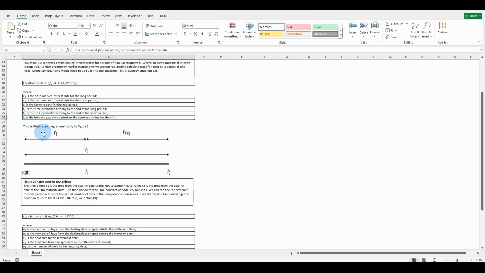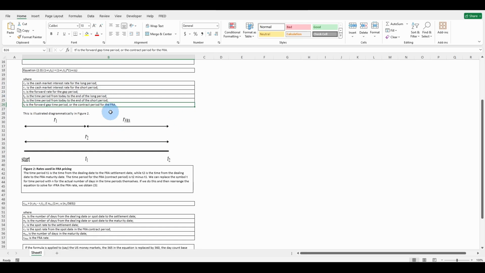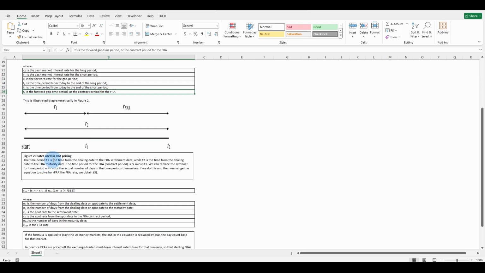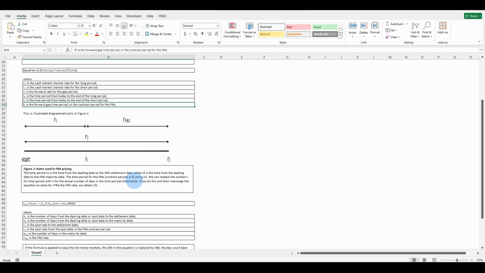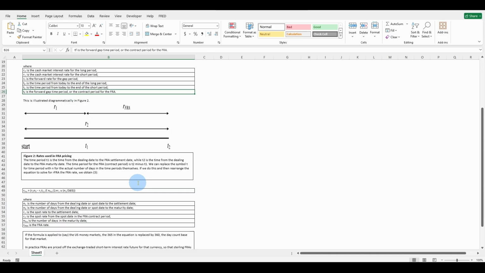So you have R1, R_FRA, R2, start, T1, T2. Here is just an illustration. The time period T1 is the time from the dealing date to the FRA settlement date, while T2 is the time from the dealing date to the FRA maturity date. The time period for the FRA contract period is time T2 minus T1.